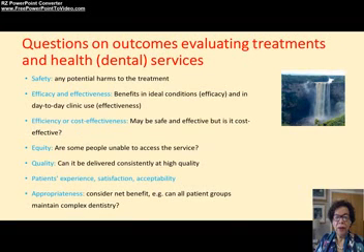As we consider evaluating treatments and health services, this slide gives examples of other areas or outcomes that we may wish to specify in our review of the literature. For example, safety. What are the potential harms of a new method or treatment? What is its efficacy and effectiveness? These two terms measure different outcomes.